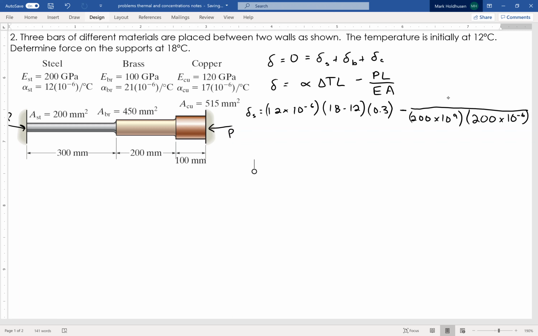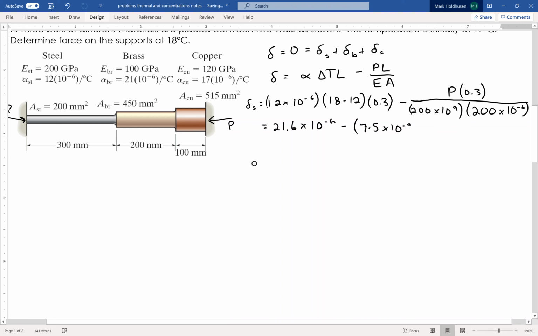My P is the compressive force that I'm trying to find, and L is 0.3. So that change in the steel, I can simplify to 21.6 times 10 to the negative 6 minus 7.5 times 10 to the negative 9th times P.